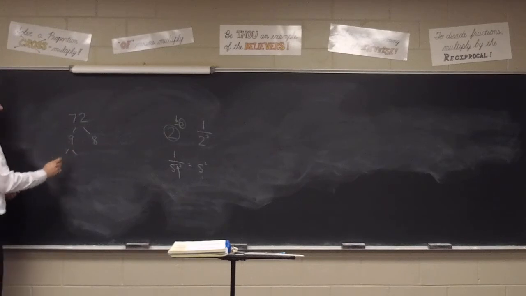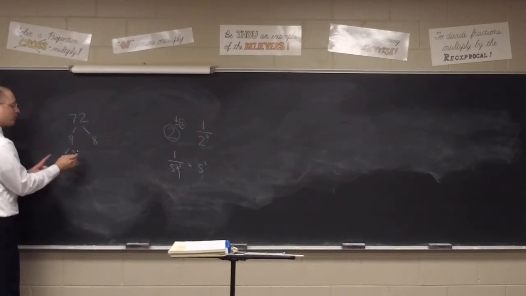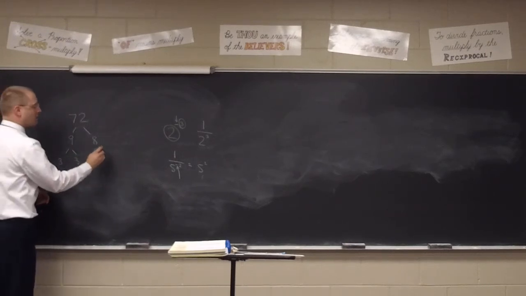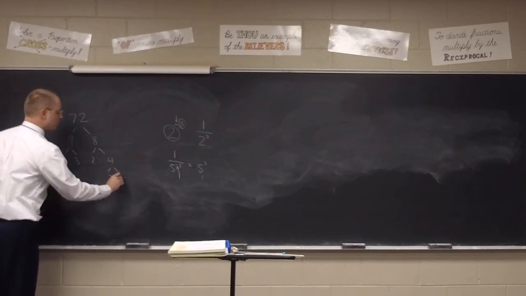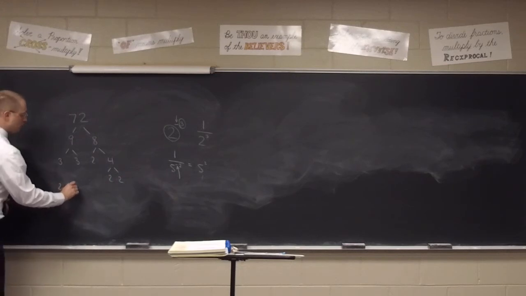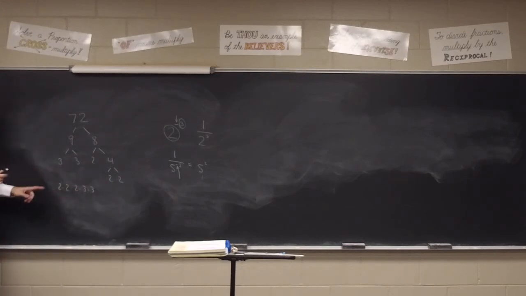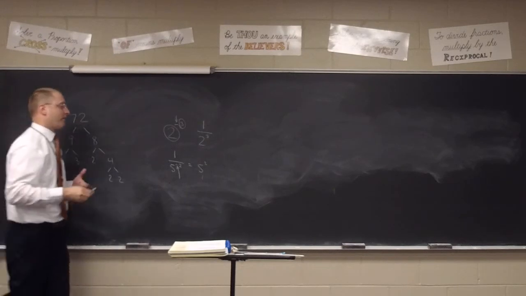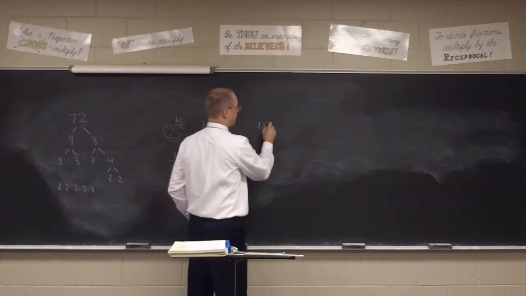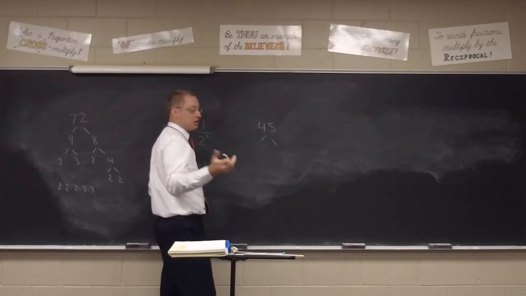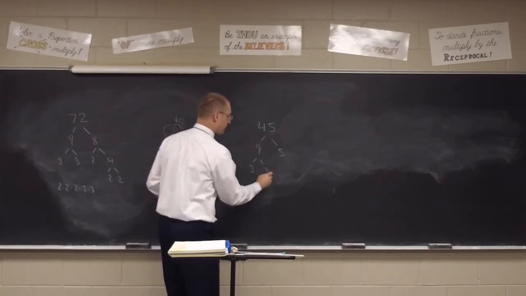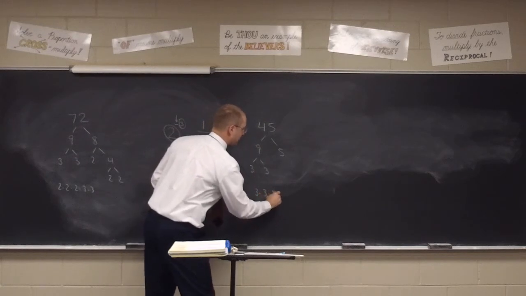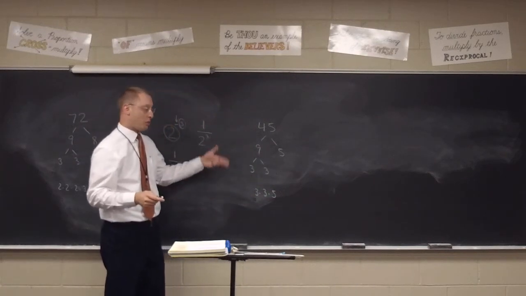Then I could factor the 9 into 3 and 3, and neither of these can factor further. They're prime. 8 could split into 2 and 4, where 4 is composite, so 2 and 2. So I'd write this as 2, 2, 2, 3, 3, or 2 cubed times 3 squared. If I had another number like 45, I could factor that into 9 and 5. Then the 9 factors into 3 and 3. So I could write this as 3 times 3 times 5, or 3 squared times 5.